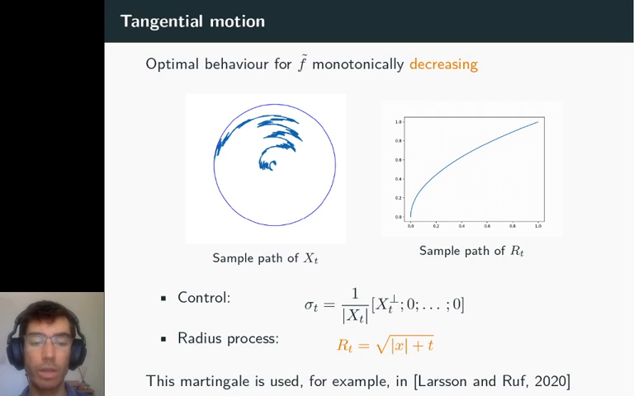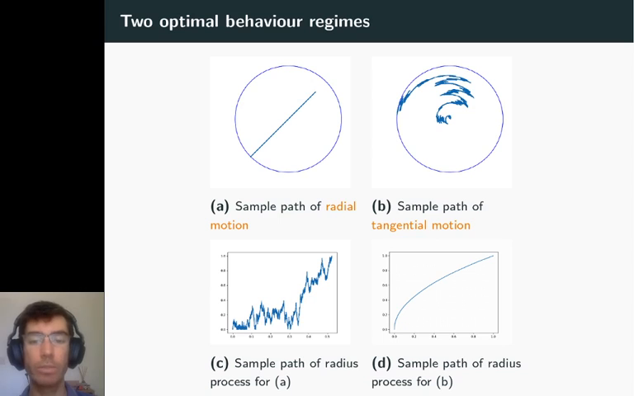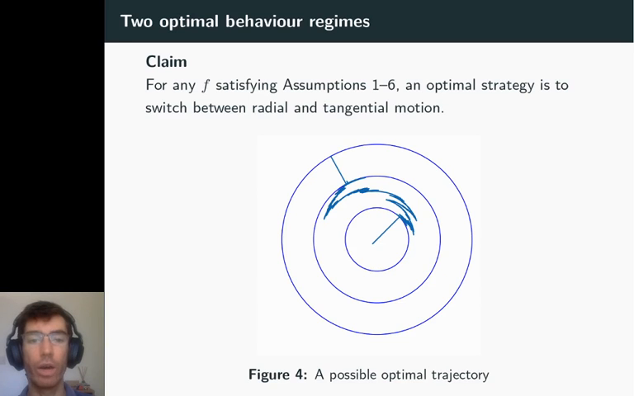And you can see another example of this property, this particular martingale, being used in this recent paper of Larsson and Wolf. So we've seen two different types of behavior, which we're going to call radial motion and tangential motion, that are optimal for monotonic cost functions. Now, our claim is that for a general radially symmetric cost function f that satisfies all of our assumptions, then an optimal strategy is actually to switch between these two behaviors, as you can see an example of in this simulation here.